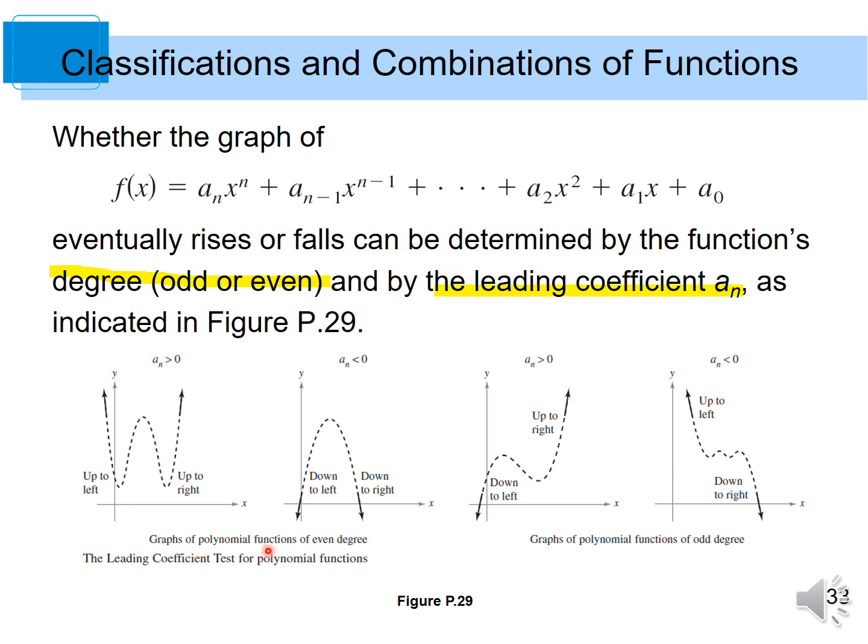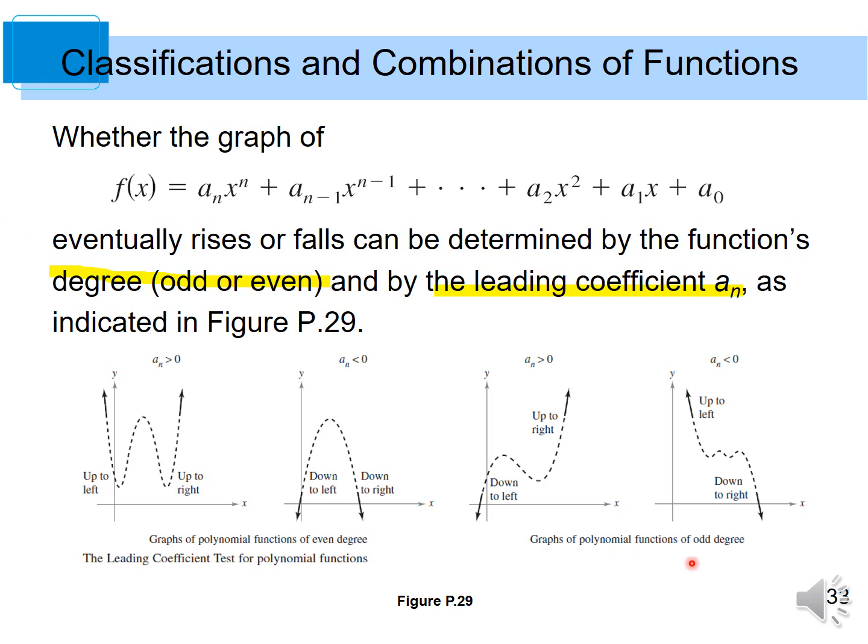Look at the two left-side graphs. For even degree, the first graph has a positive leading coefficient and the second graph has a negative leading coefficient. See, for even degree, the beginning and the ending of the curve point in the same direction. For the positive leading coefficient, the beginning and the ending of the curve are pointing up. And for the negative leading coefficient, they are pointing down.